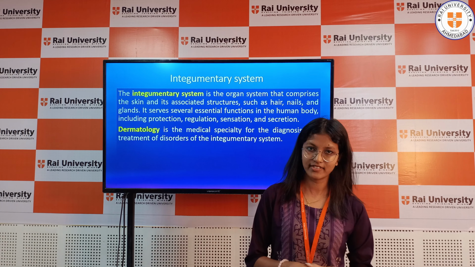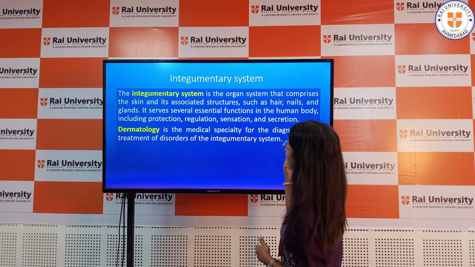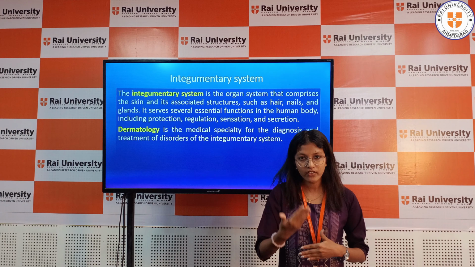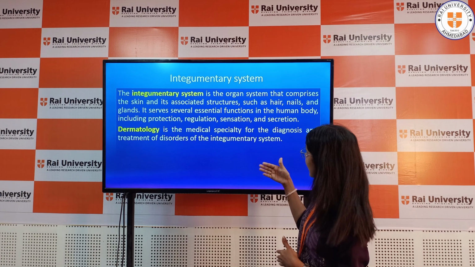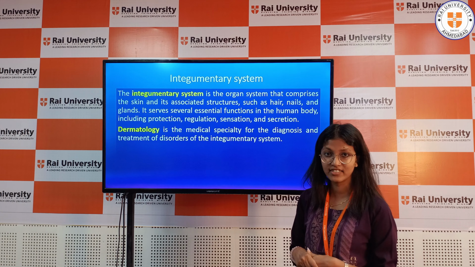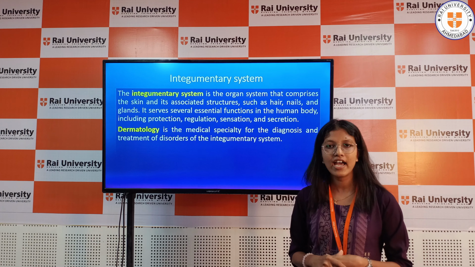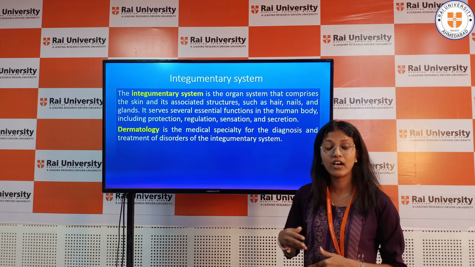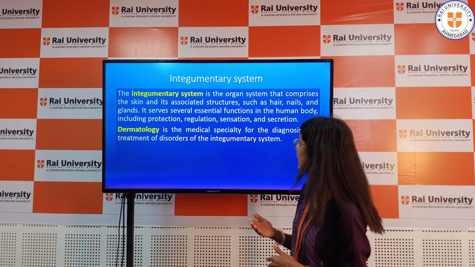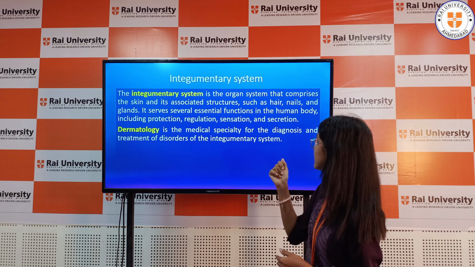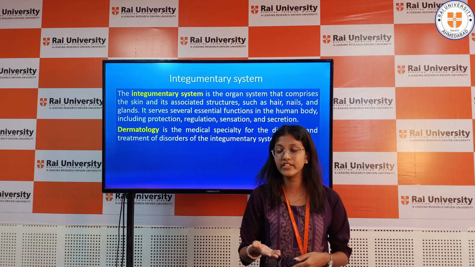So, integumentary system. Our integumentary system comprises skin and other associated structures such as hairs, nails, and glands, etc. It also serves several essential functions, like protection, regulation, sensation, and secretion, in the sense that we have glands, right?